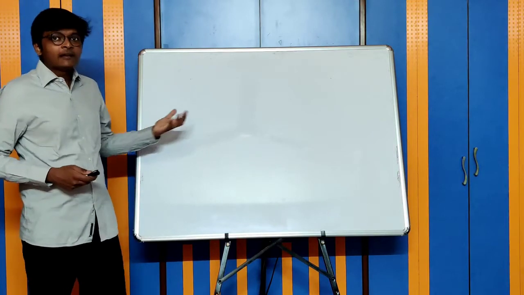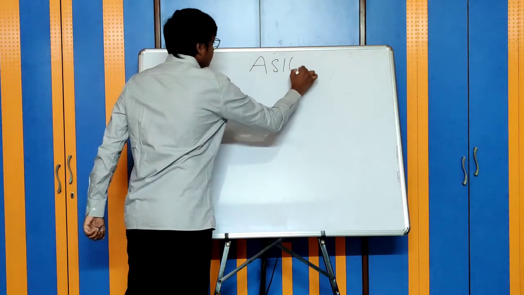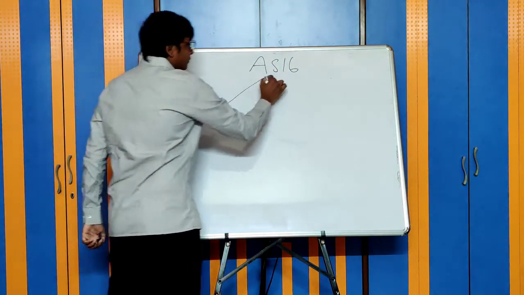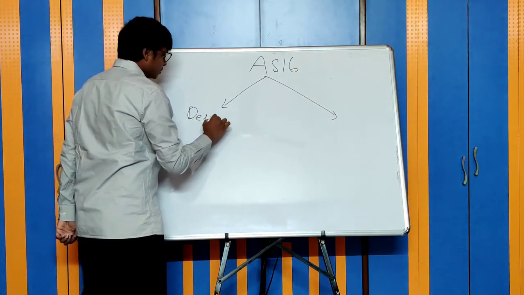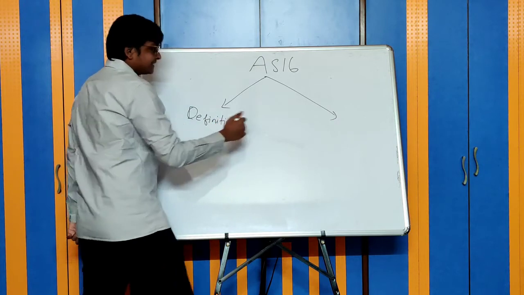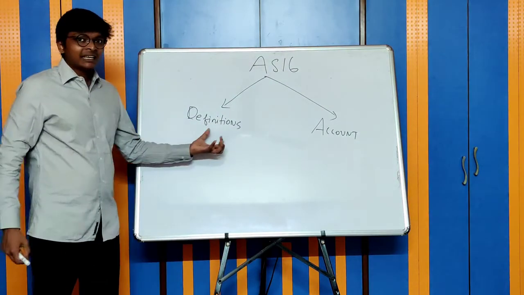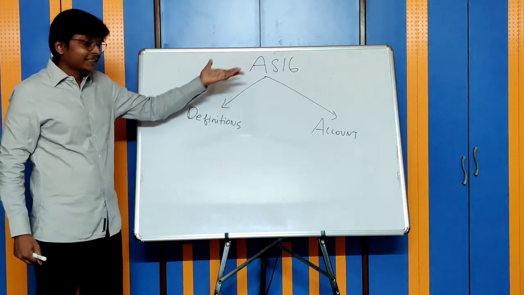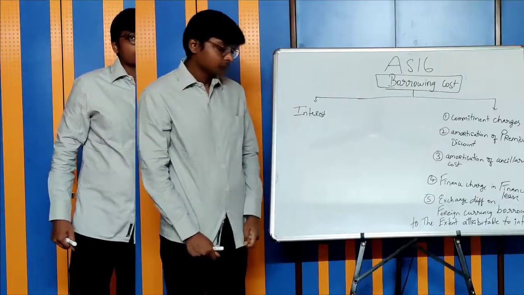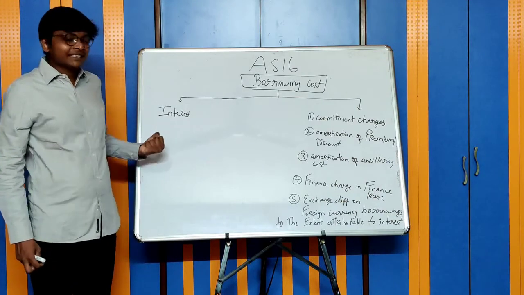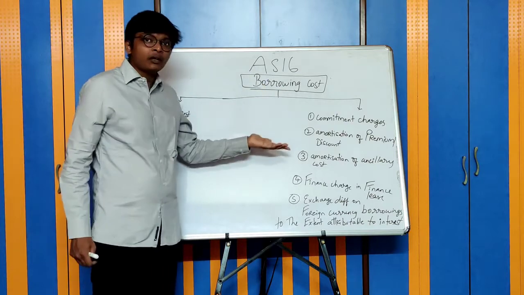In the previous section, we had discussed what is the background for AS16. Now, every standard has two main parts. First part is the definitions, and second part is how do I account. So first, let's see few basic definitions in AS16, and then we'll move into how to account for the borrowing cost. Now we are moving into the definitions for AS16.